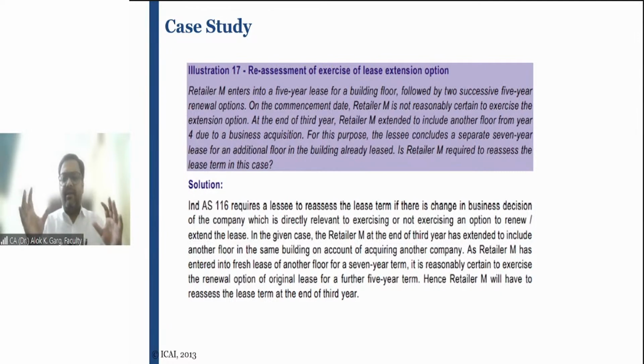So guys, wherever judgment and estimate is involved in accounting, you guys need to review these decisions. You guys need to review all these decisions, right?